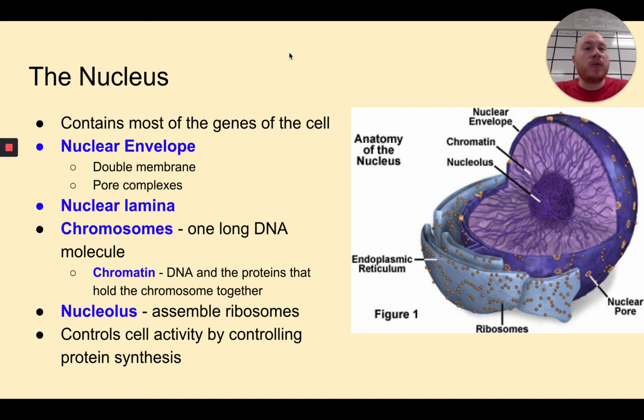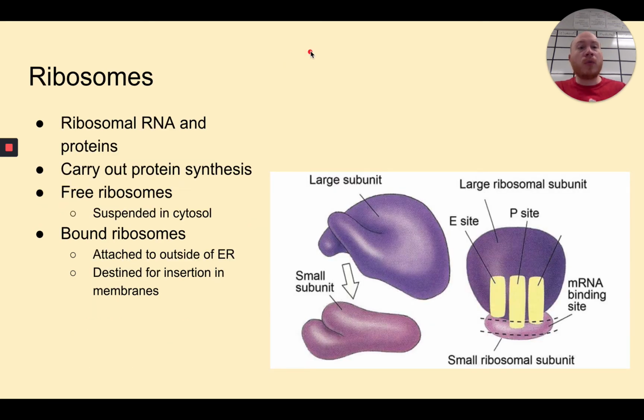It controls the proteins. The ribosomes, which are found in both prokaryotes and eukaryotes, are made up of ribosomal RNA and protein. So it's a complex of protein pieces and RNA. And it carries out protein synthesis. And there are 2 types of ribosomes. There are free ribosomes, which are suspended in the cytosol, and they're used for making proteins in the cytosol itself. So any proteins that are needed for glycolysis, you would expect to be made by free ribosomes because glycolysis happens in the cytosol.